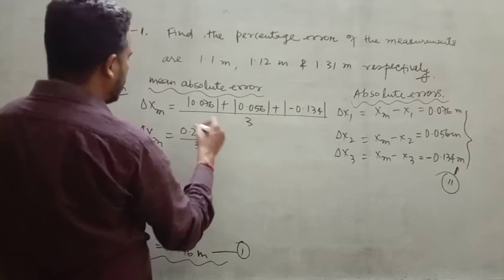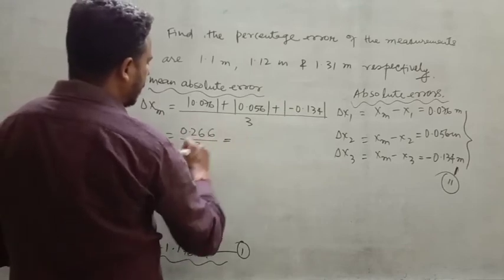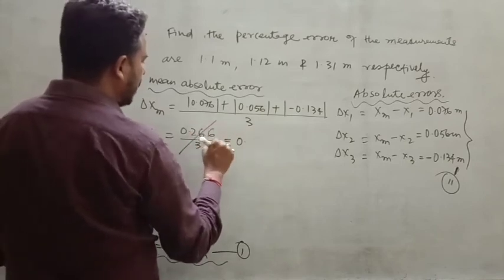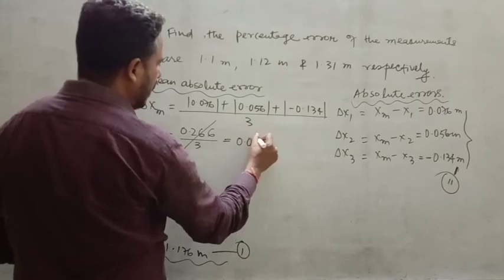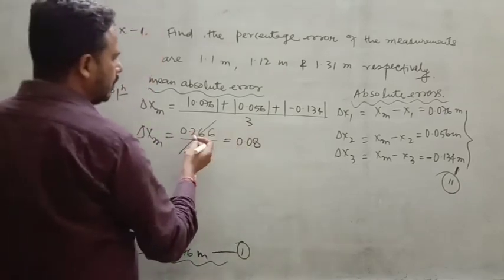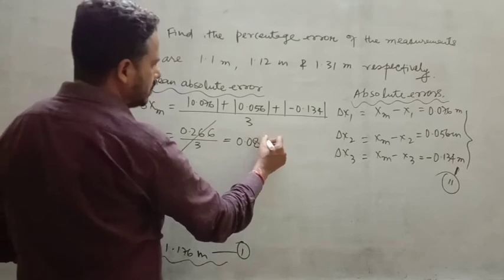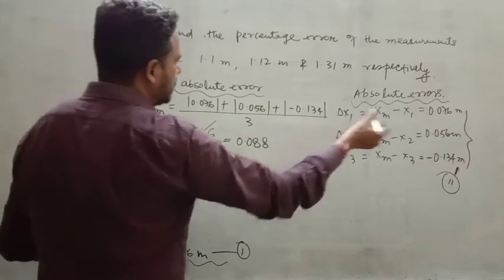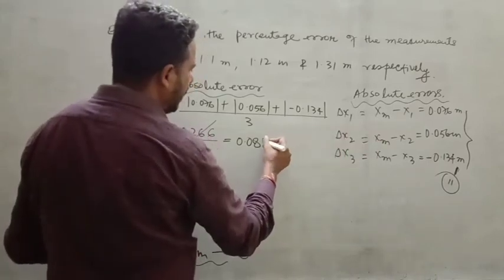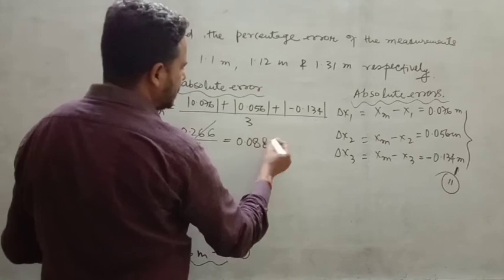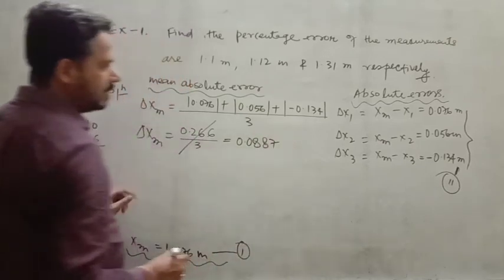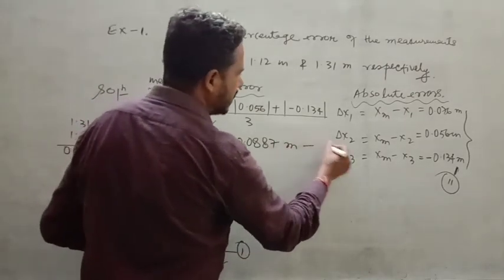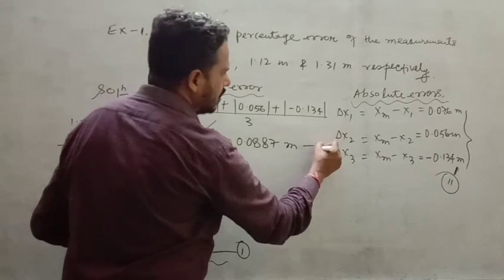After the calculation from here, you will get 0.0887. 3 8s are 24, and 3 6s are 18, so you keep getting 6 repeating, roughly 0.0887. This one is also in meter, and this is your next equation, equation 3.